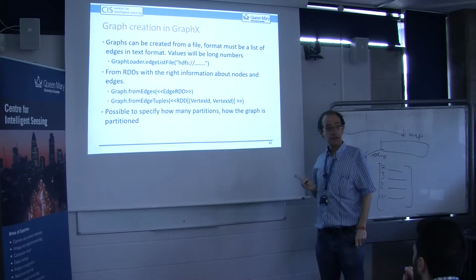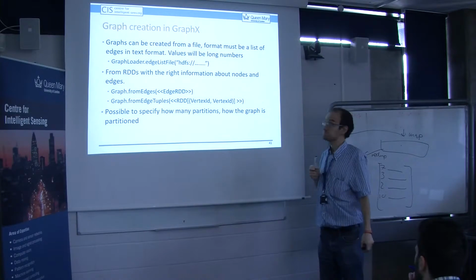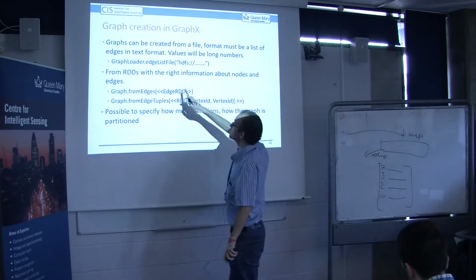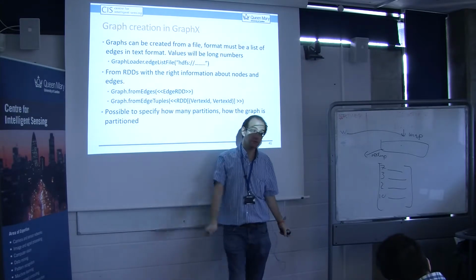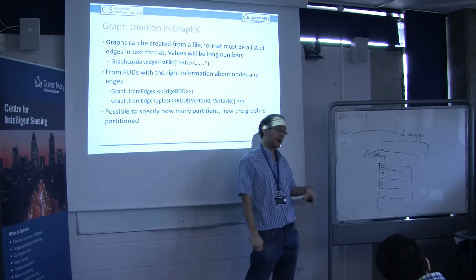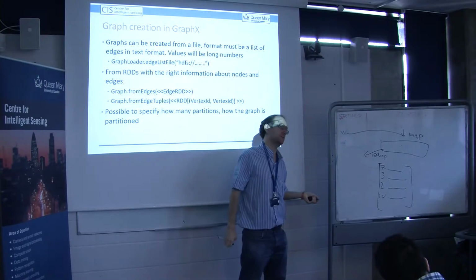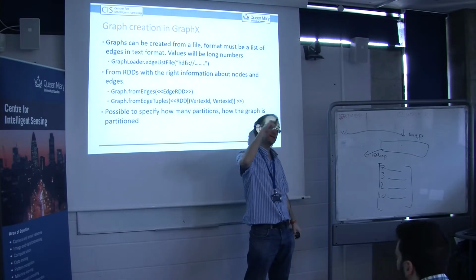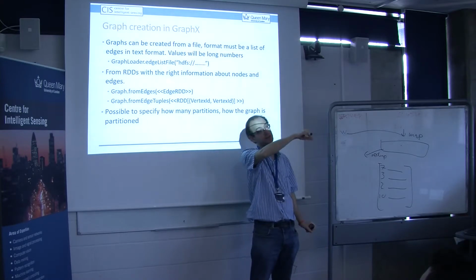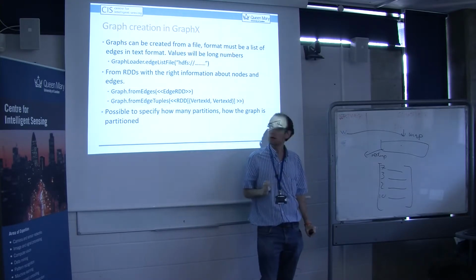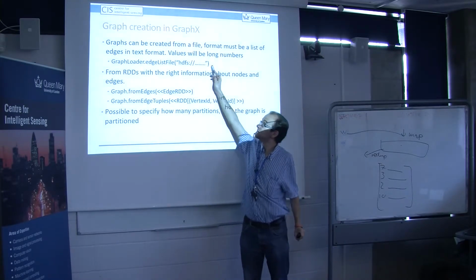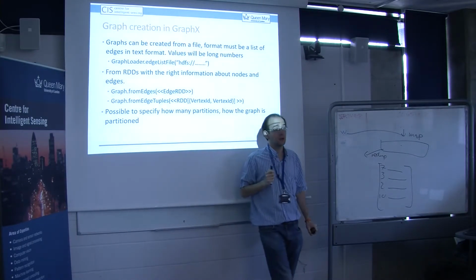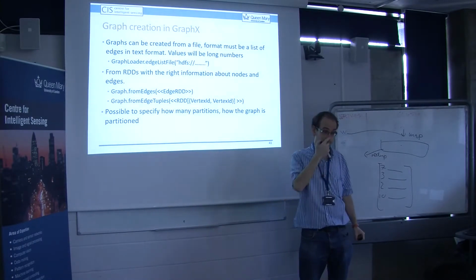How can we create one of those elements? There are a few different modes. The most straightforward is to just read from our distributed file system. If we have a list of edges, source ID, destination ID, source ID, destination ID, and so on, we can give that URL to GraphX and we will obtain a graph object from it.